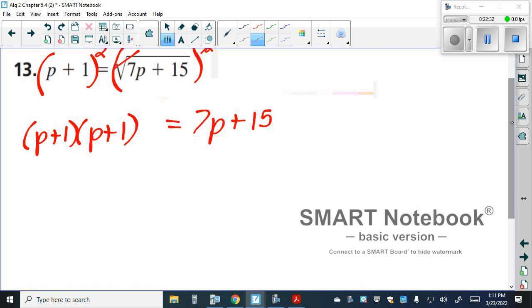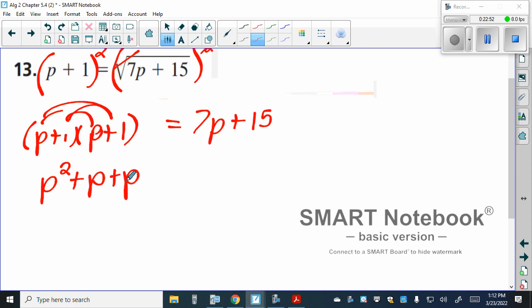Now, when we do this distributive property, we'll multiply through by p first. So p times p is p squared. P times 1 is going to be plus p. Do the same thing with 1. 1 times p is going to be plus p. And lastly, 1 times 1 is 1.